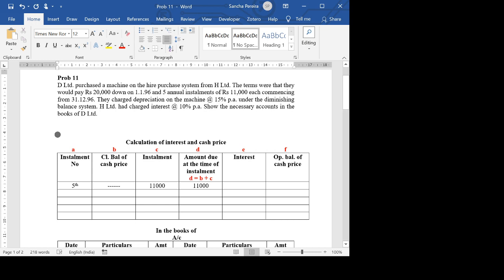So it's basically going to be 11,000 into 10 upon 110. Now, how did he come up with 110? I hope he knows the reason also why he said 110. Anyway, I will explain it to you.